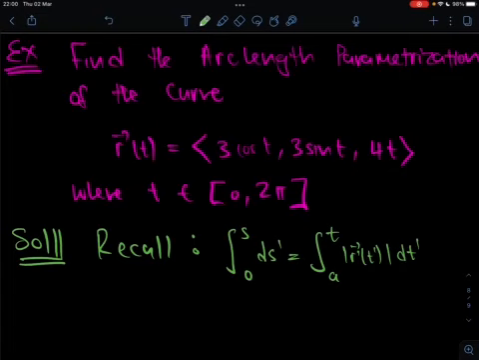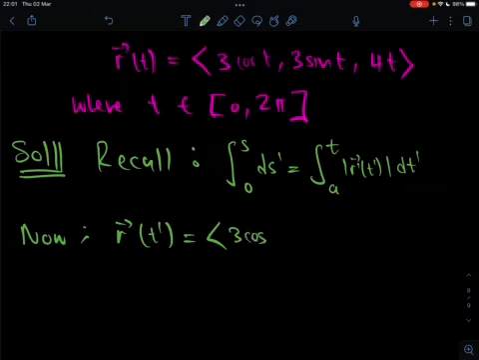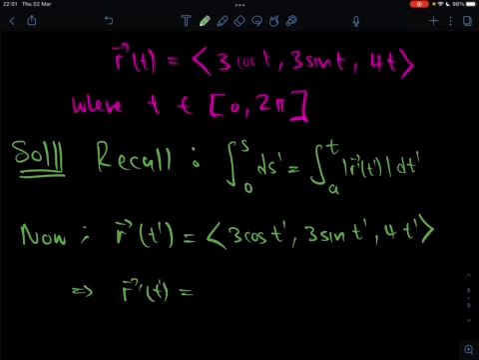To perform the arc length parametrization, first I need r as a function of t prime. So we know that r as a function of t prime is just 3 cos t prime, 3 sin t prime, and 4 t prime. Now we're going to differentiate this, which gives us r prime of t prime, which is negative 3 sin t prime, 3 cos t prime, and then 4.